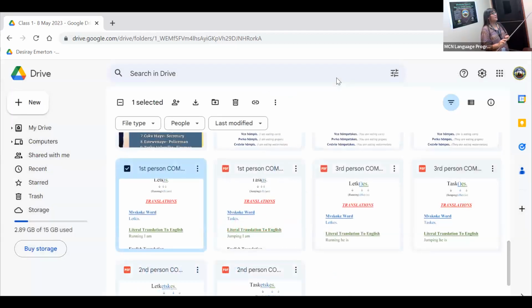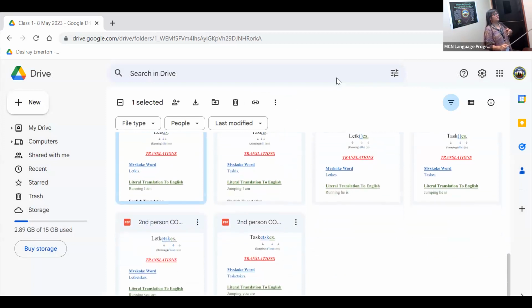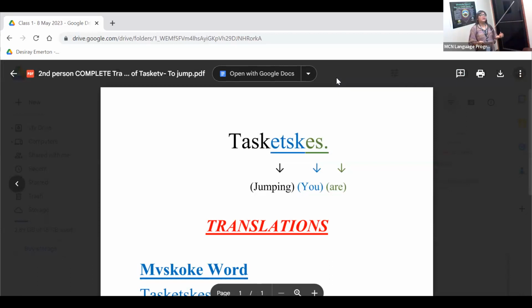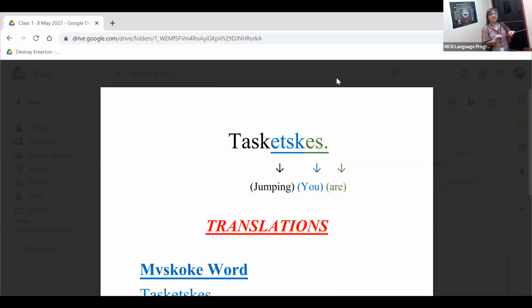And that's the first person. Like I said, we're going over the second person. If you were in module 1, itsk is the second person. On our rules and on our list, i is the first person, itsk is the second person, and there's nothing for the third person. So we'll go through that real quick. So taskis, itskis. I know it's a mouthful, but you can break it down. Jumping, you are.